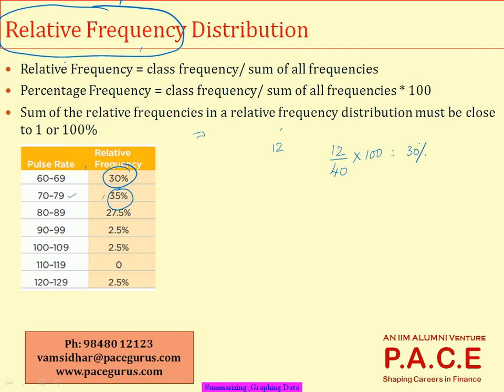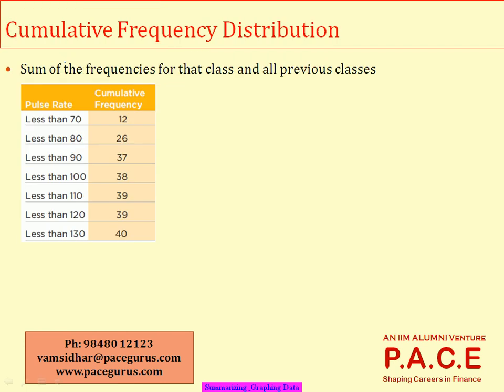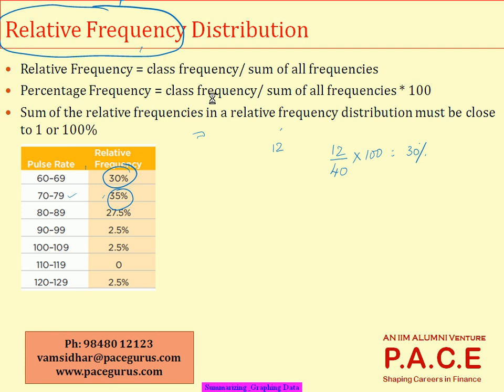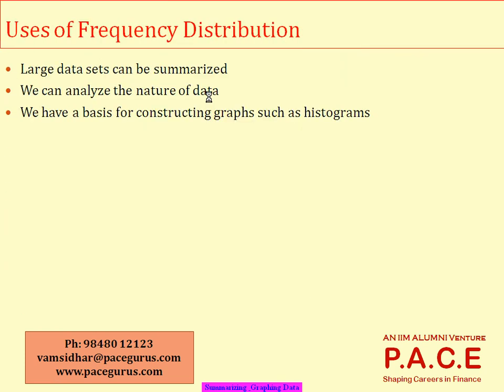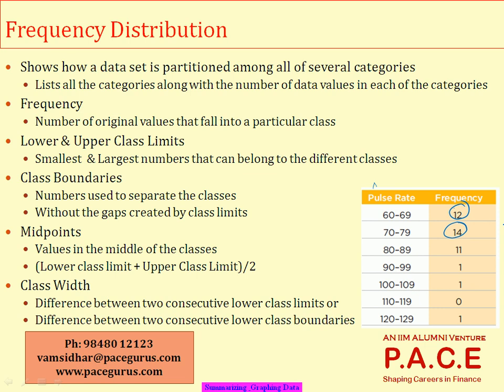distribution from the original frequency distribution, and also the cumulative frequency distribution. Cumulative, as the definition is saying, is a sum. It's a sum of the frequencies for that class and all the previous classes. Right? So if I have this data again, the cumulative frequency for the first class will be the normal frequency itself, but for the second class it becomes this class and all the previous classes summed.